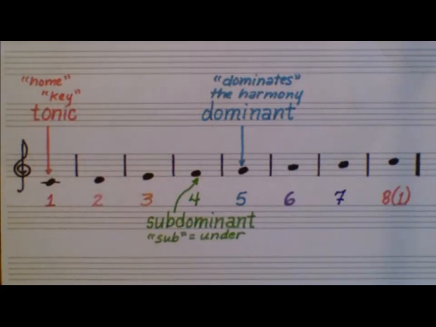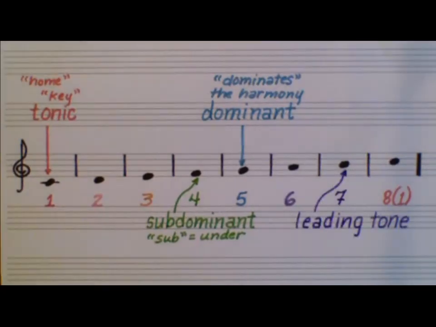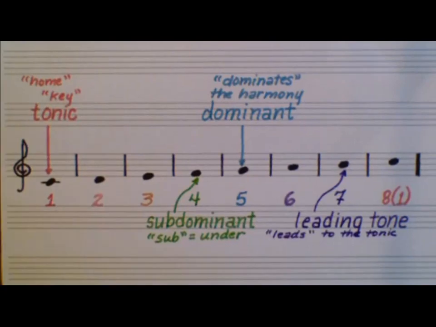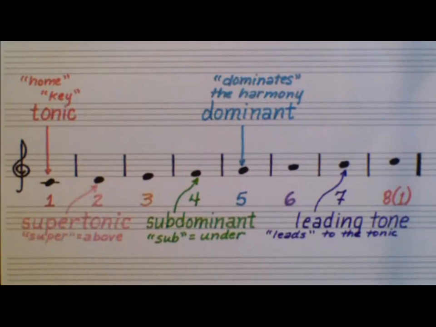The seventh degree of the scale is the leading tone, because it leads to the tonic. It leads home. The second degree of the scale is the supertonic. In this case, super simply means above the tonic.